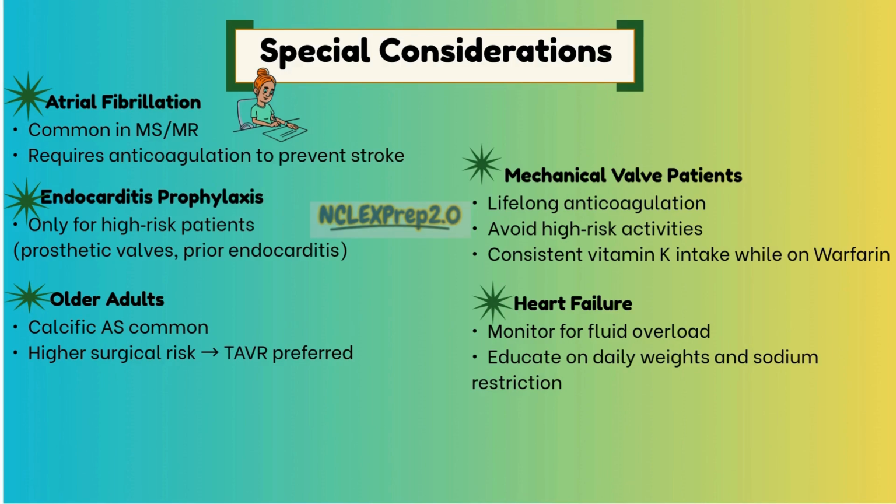Last but not least, guys, special considerations when taking care of patients with valvular diseases. So, atrial fibrillation is common in mitral valve stenosis and mitral valve regurgitation. Any patient with AFib will require anticoagulants. So, like I said, any patient with AFib will require anticoagulation. AFib means the heart chamber is quivering.